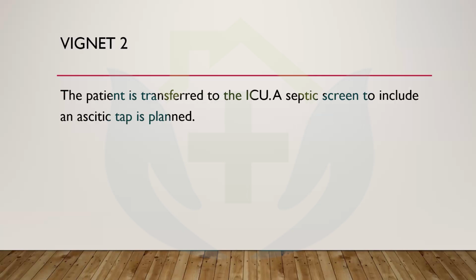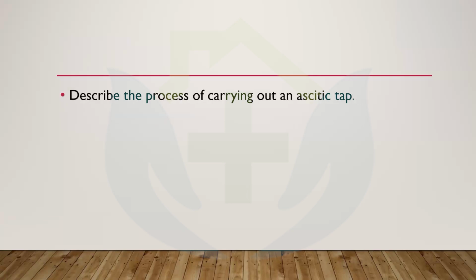Okay, fair enough. Next, the patient is now transferred to the ICU, septic screen is done, and an ascitic tap is planned for this patient. My first question to you is, describe the process of carrying out an ascitic tap. Yes, sir. We look for coagulopathy, and if correctable, we will correct it. We will identify the position of the most ascitic fluid under USG guidance with sterile technique. After giving local anesthesia, we will guide the needle and tap the fluid.